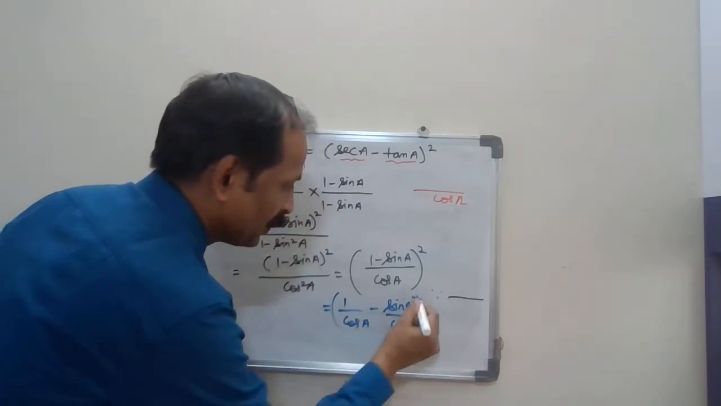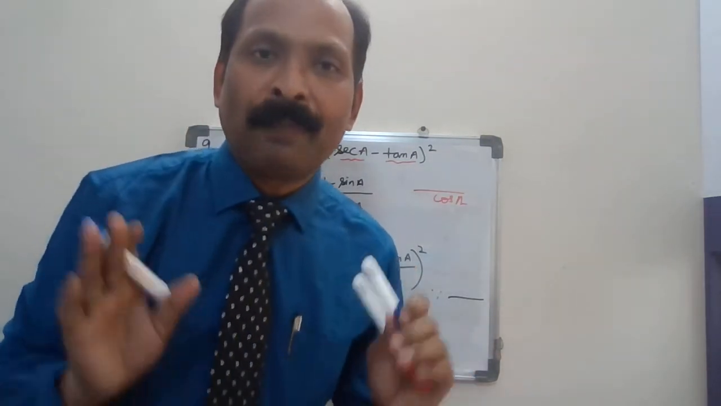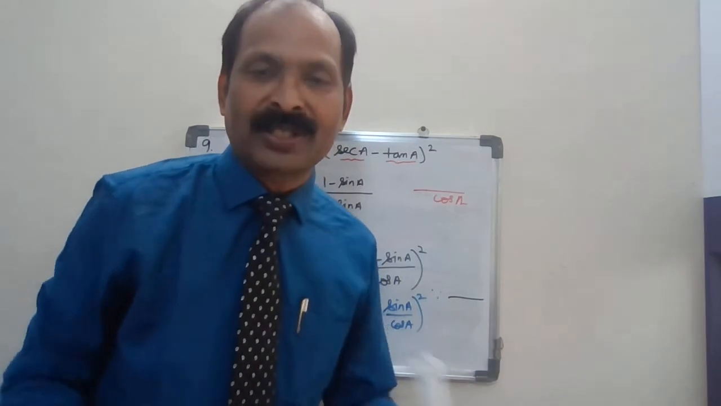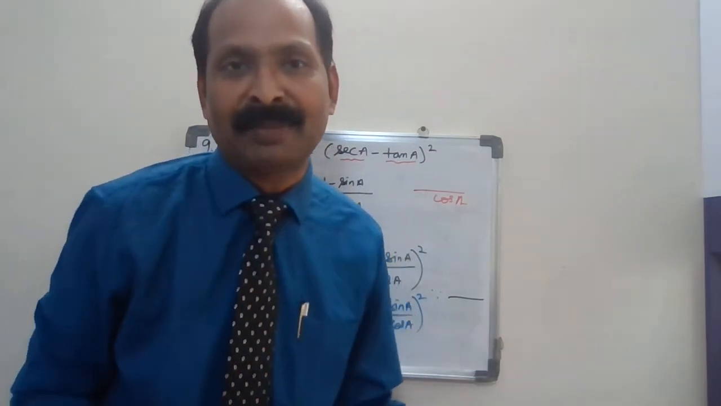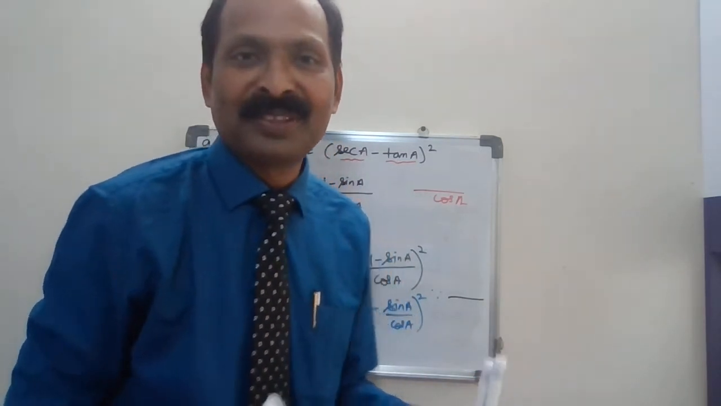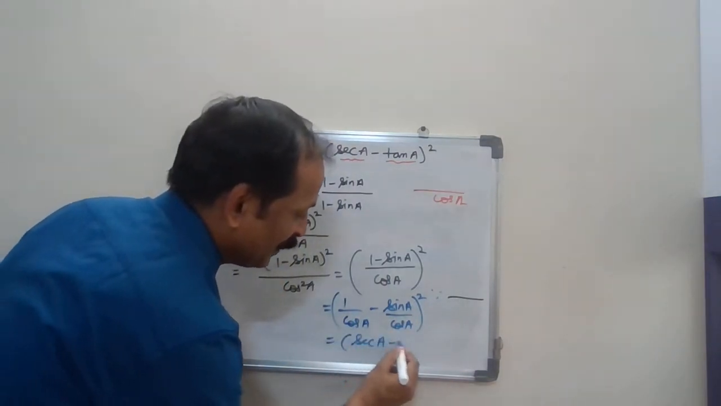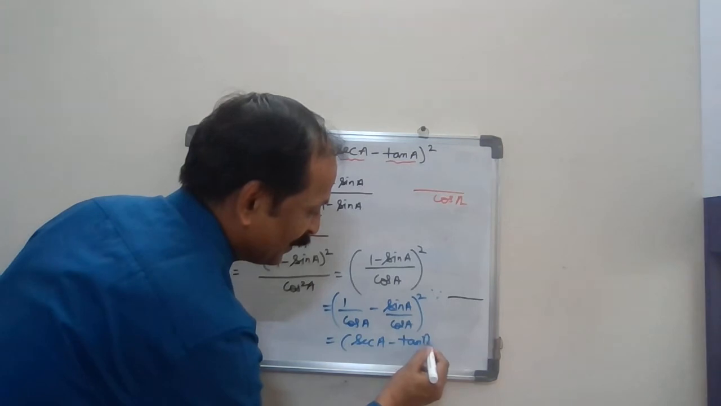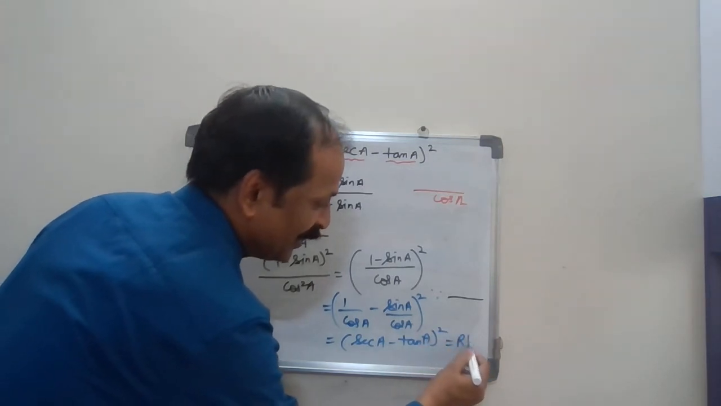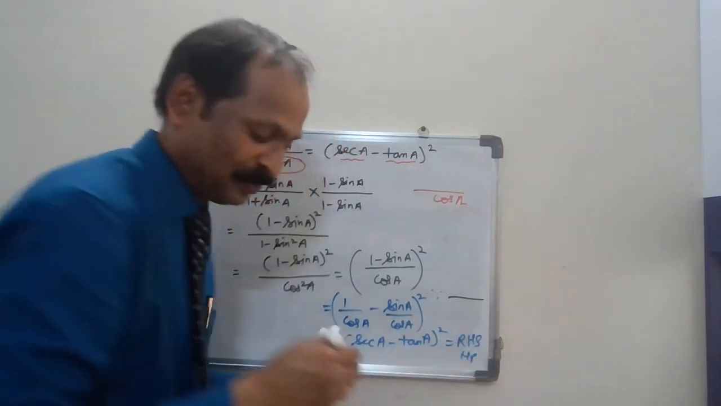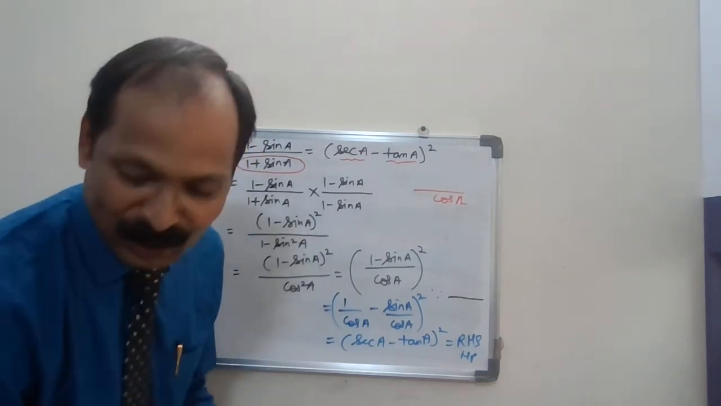the whole square. Please, in between also you can pause the video and try by yourself just to check whether you can get the next step or not. This is like a game. And then you got sec A minus tan A the whole square, which is your RHS. Hence proved. Okay, be quick so I can do one or two more sums.